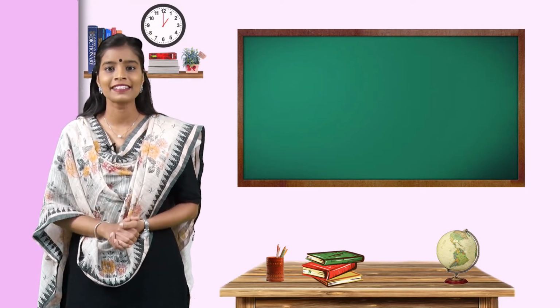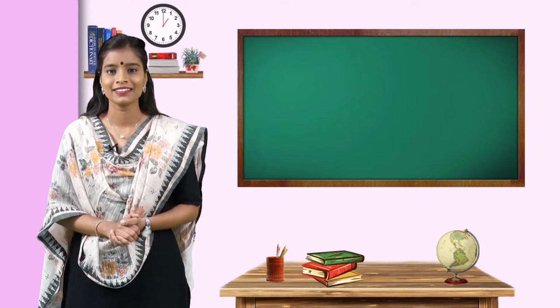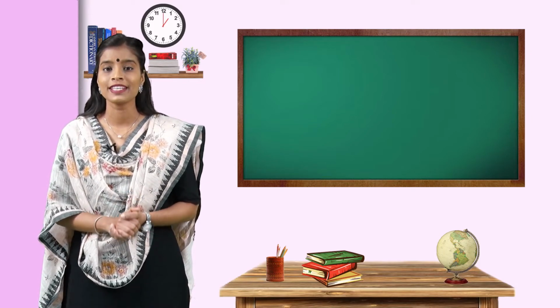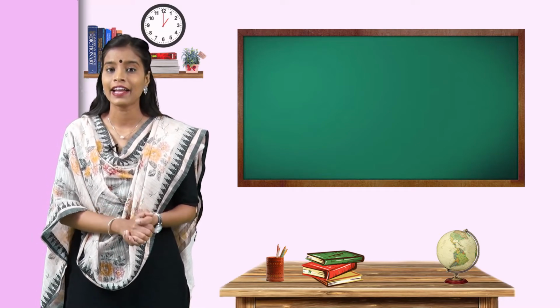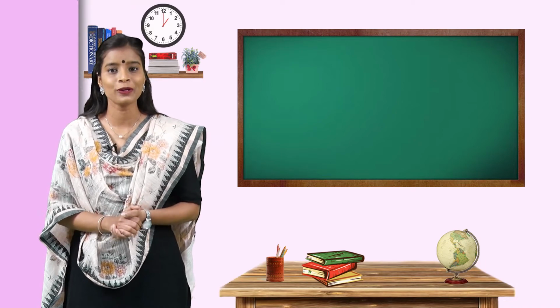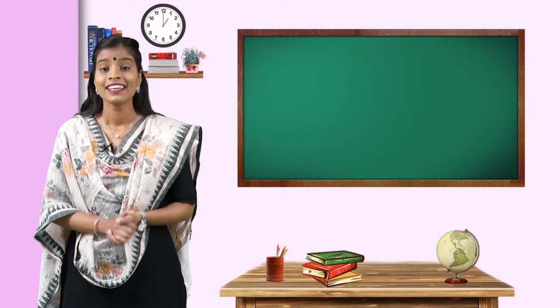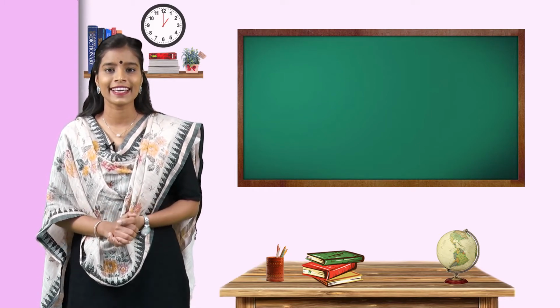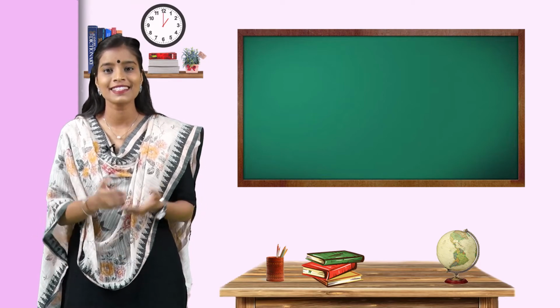Now, for the activity, you will see the poem on the screen. What you need to do is find out examples of alliteration and onomatopoeia from the poem. Sounds easy? You have 30 seconds for this activity and your time starts now.